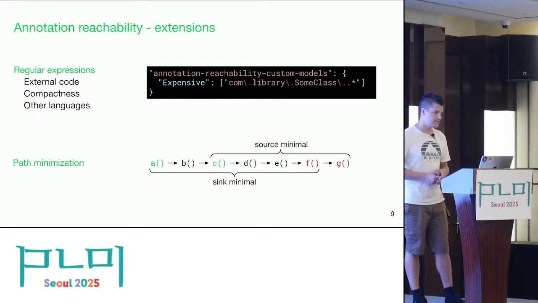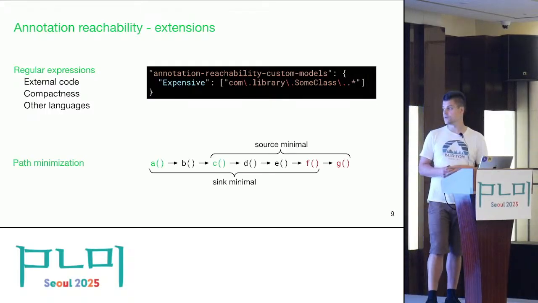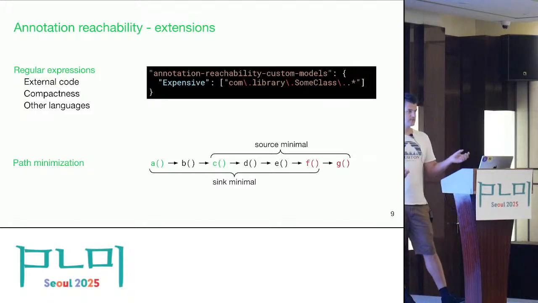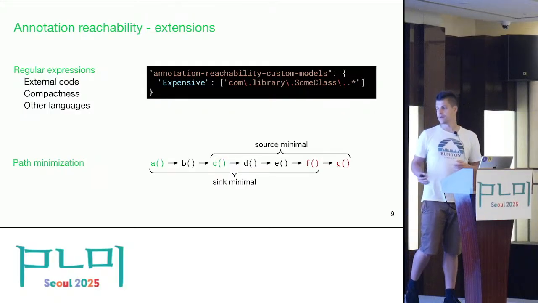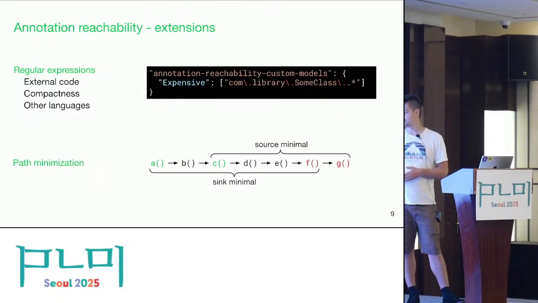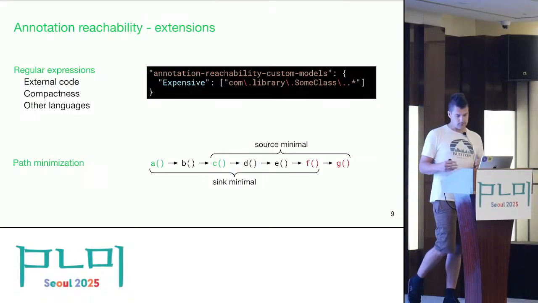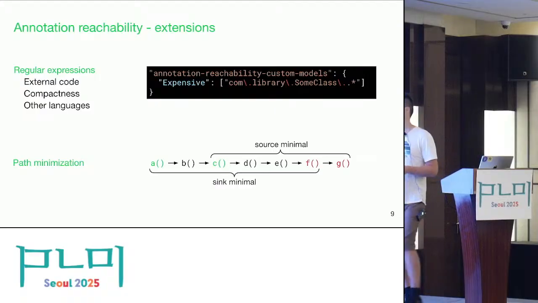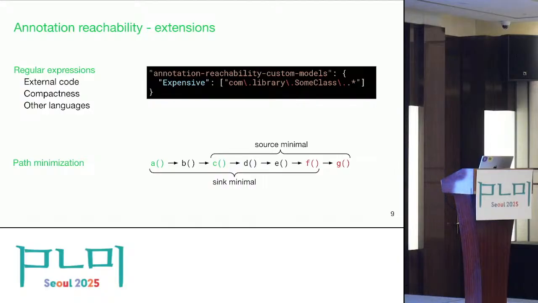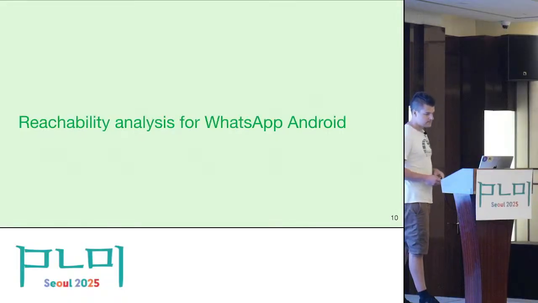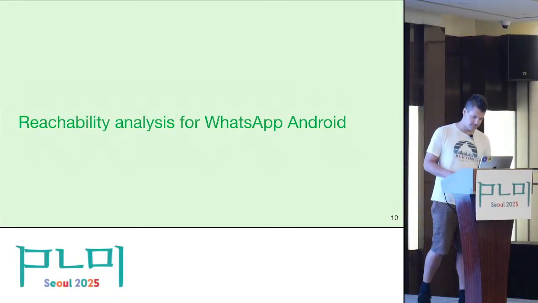And another thing that we did is minimization. So in general, nothing prevents a source from calling another source or a sink calling another sink. So we came up with these concepts of paths being source and sink minimal, with the idea being that, for example, here if you somehow eliminate or break the chain in the middle, then you solve all the extended issues as well.